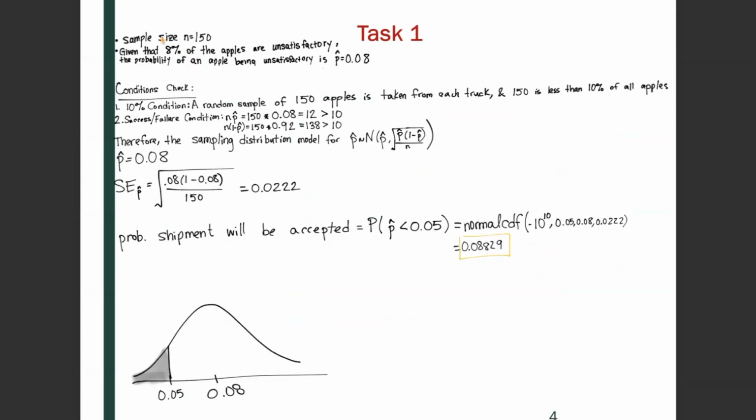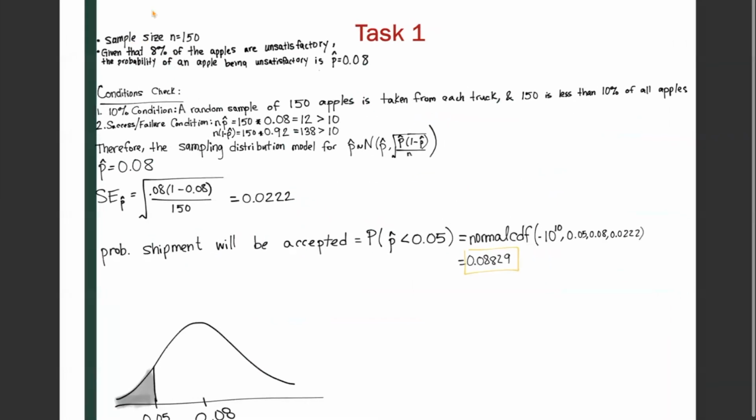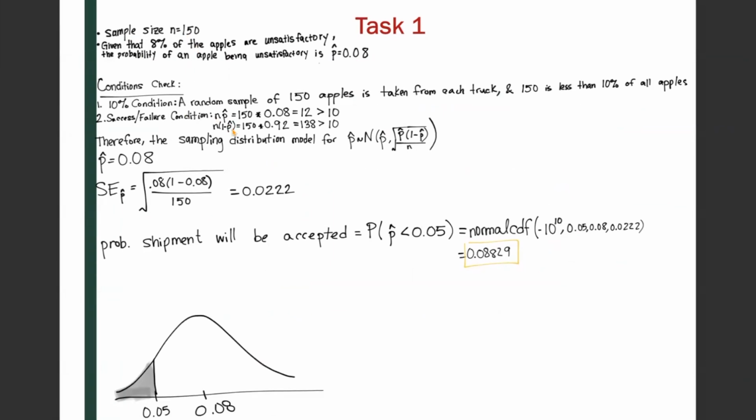Okay, so here I just wrote down the information we were given on the previous slide, where we have a sample size of n equal to 150, and given that 8% of the apples are unsatisfactory, the probability of an apple being unsatisfactory is 0.08 or 8%. So here we need to first check two conditions. The first condition is the 10% condition. A random sample of 150 apples is taken from each truck, and 150 is less than 10% of all apples. So that condition is met.